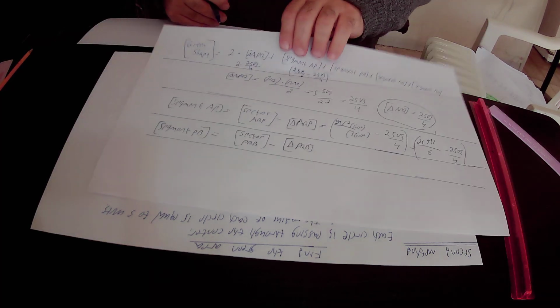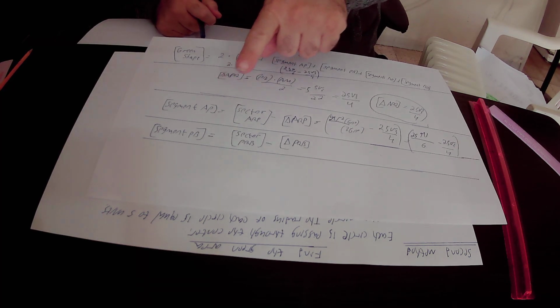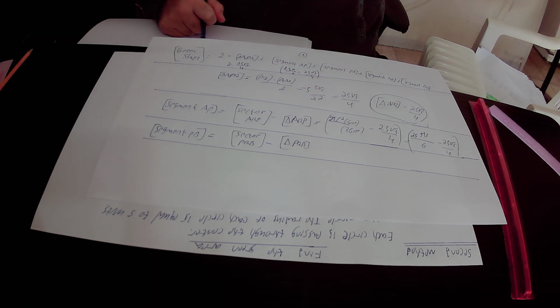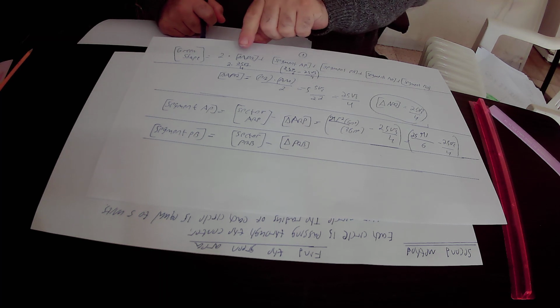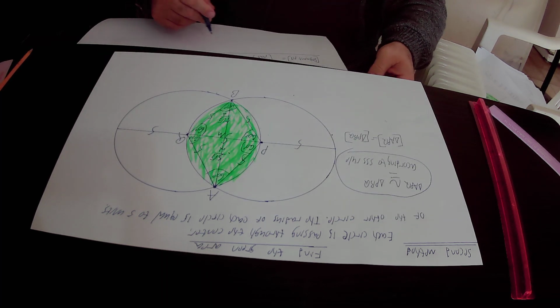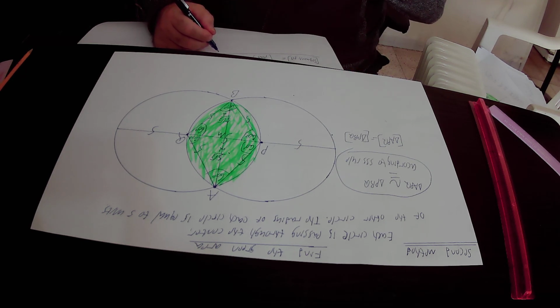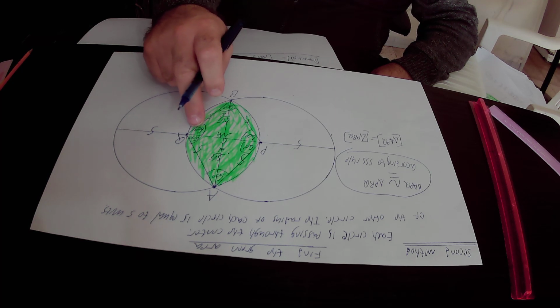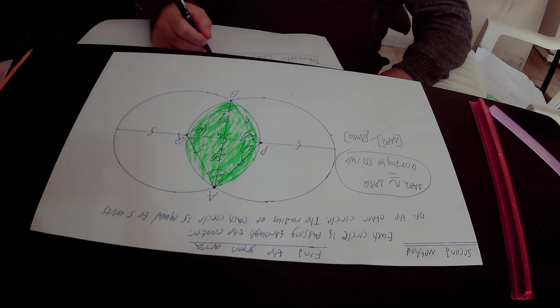I repeat again, the area of segment PB equals the area of sector PQB minus the area of triangle PQB. What is the area of sector PQB? This sector equals pi r squared times 60 degrees over 360 degrees.